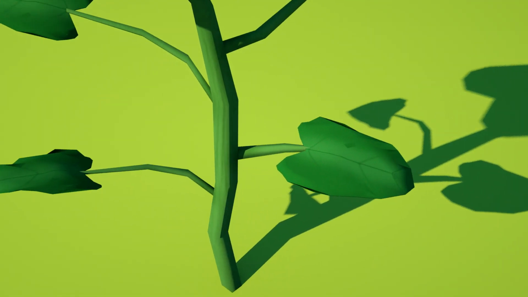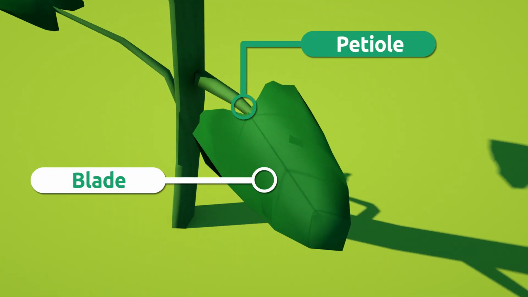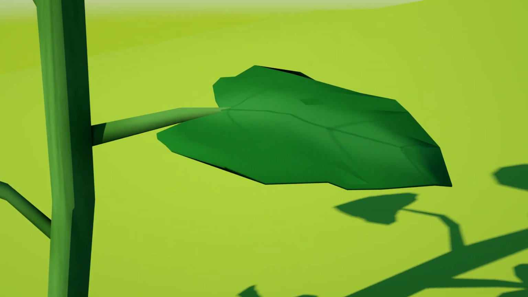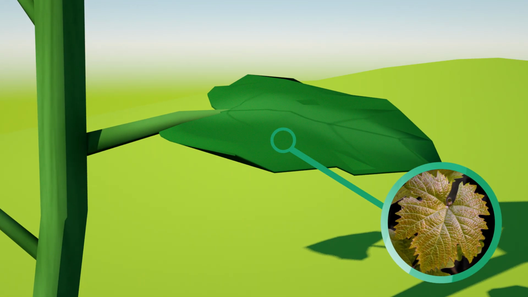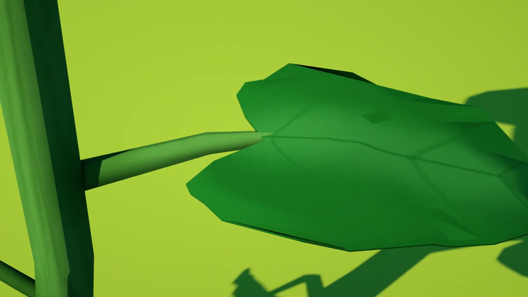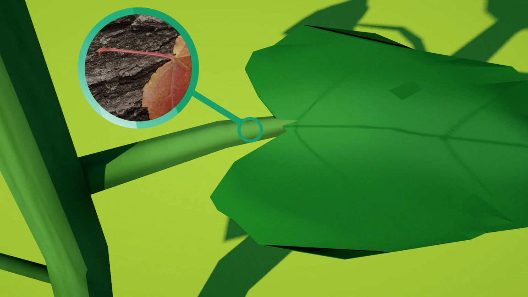Leaves are made up of two parts, the petiole and the blade. The blade. This is the flat part of the leaf, which has many green food-making cells. The petiole. The petiole attaches the leaf blade to the stem.